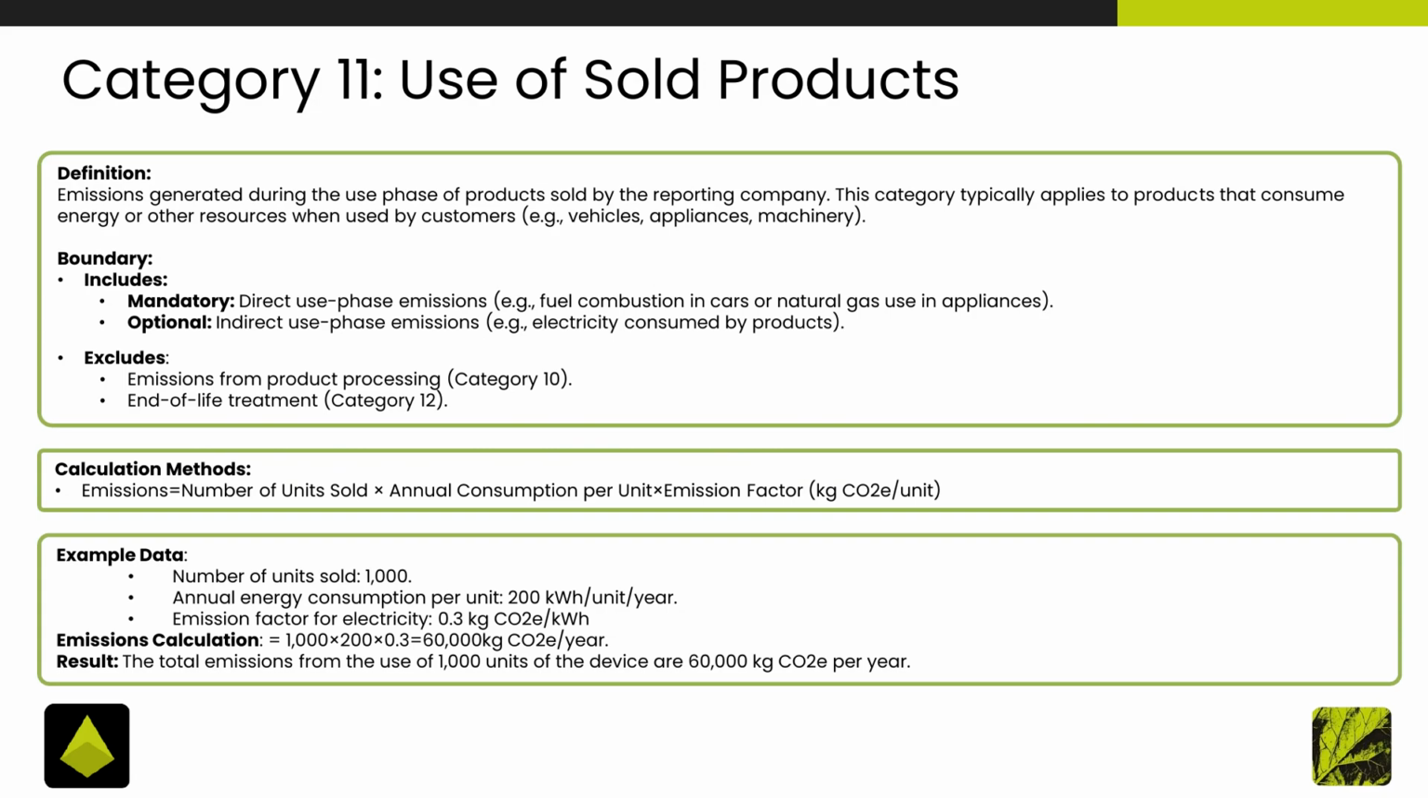To calculate, multiply the number of units sold by their annual consumption and use the specific emission factor. For example, selling 1,000 units of a device that consumes 200 kilowatt hours annually with an emission factor of 0.3 kilograms of CO2 per kilowatt hour results in total emissions of 60,000 kilograms of CO2. This highlights the importance of designing energy-efficient products.